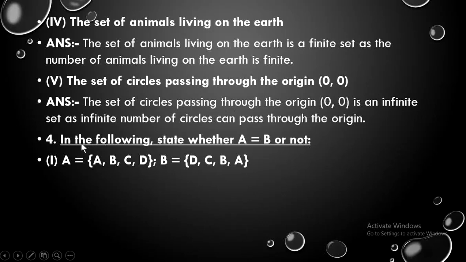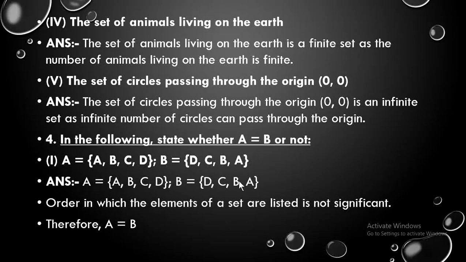Now the next question asks you that in the following, state whether A is equal to B or not. Now set A will be equal to B only if all the elements are same in both the sets and also the number of elements should be same. Now over here you can see A consists of a, b, c and d, and B consists of again a, b, c and d, and also the number of elements are same. Here it is 4, here it is 4. There are same elements present. So over here A will be equal to B. One more thing which you need to note is that the order in which the elements are listed is not an important thing over here.